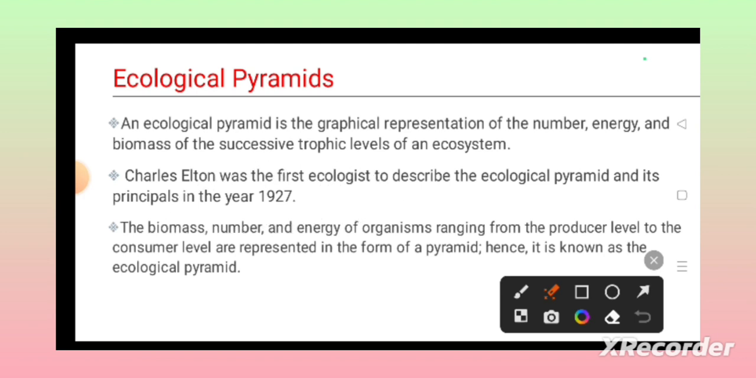The biomass, the number of organisms, and the energy of an organism transferred from one trophic level to another trophic level, from producer level to consumer level, are represented in the form of a pyramid. Hence it is known as the ecological pyramid.